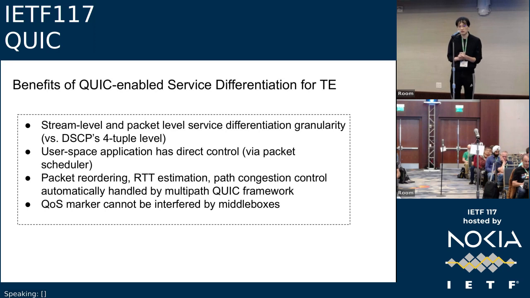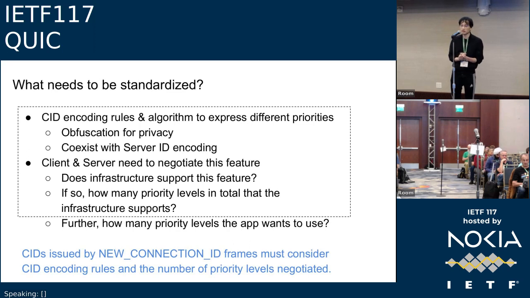And the third thing is that packet reordering, RTT estimation, and path congestion control are all automatically handled by the multipath QUIC framework. So really, we don't need to do any extra work here. And last but not least, right now the priority information is embedded in the connection ID. So it's a queue marker, which will not be easily interfered with by middleboxes. Whereas for DSCP, quite often the middlebox can change the DSCP value or remove it. But for this proposal, we don't have this concern.